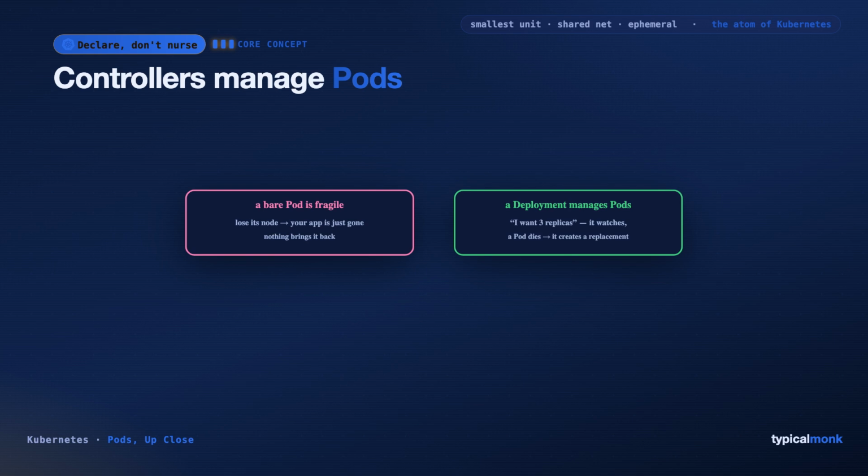A deployment holds a desired state: I want 3 replicas of this pod running, and it continuously watches. If a pod dies, the deployment notices the gap between desired and actual and creates a replacement automatically, restoring your count. You declare how many pods you want, and the controller relentlessly makes reality match, healing failures without you lifting a finger. This is the object model from last class in living action.